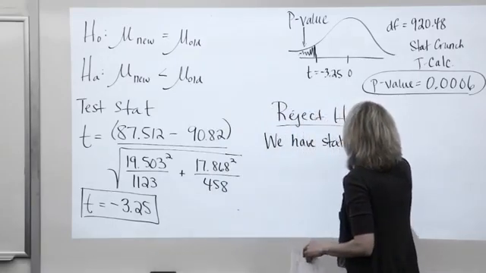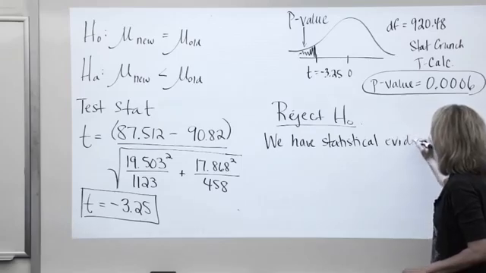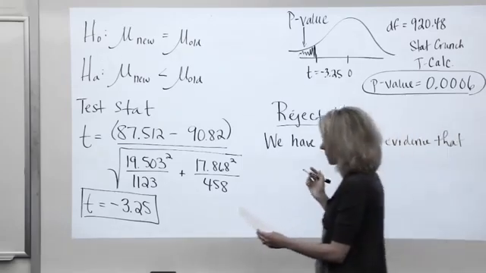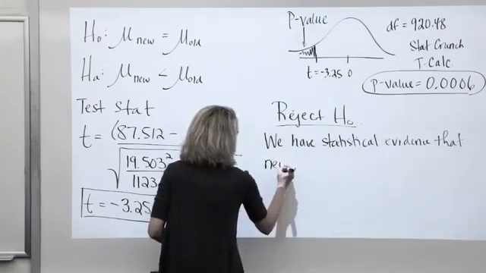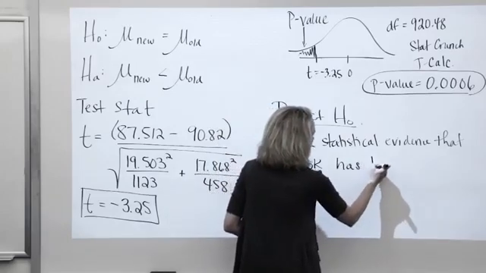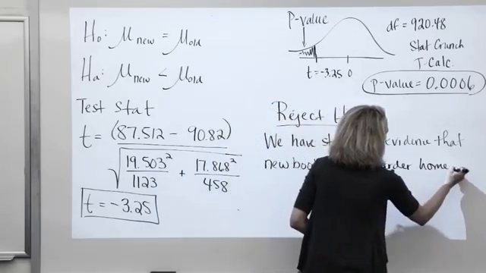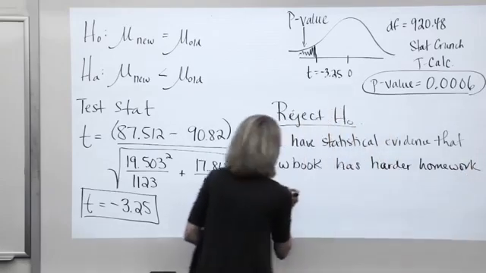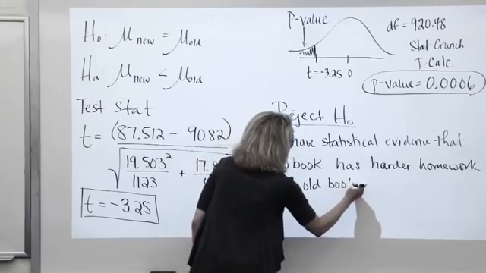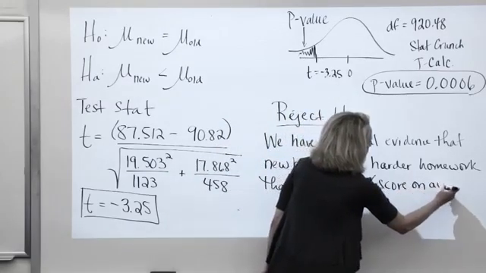So we do have statistical evidence, pretty strong statistical evidence, that the new book has harder homework, if you will. We might say your scores on average are lower.